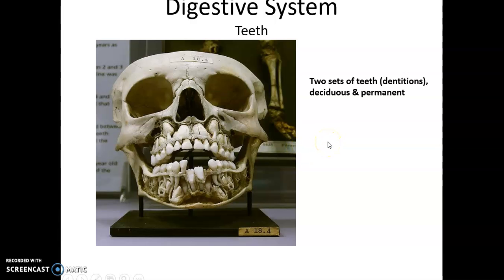We humans have two sets of teeth, or two dentitions: the deciduous or baby teeth and the permanent teeth. And so here's a child's skull where you can see the baby teeth and then the permanent teeth coming in and pushing the baby teeth out.